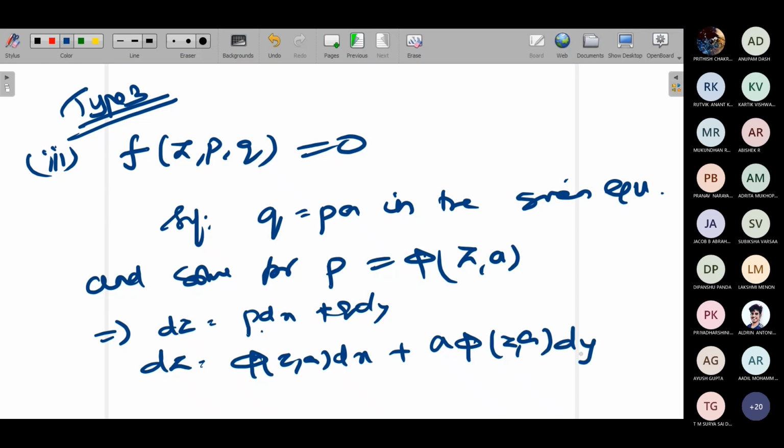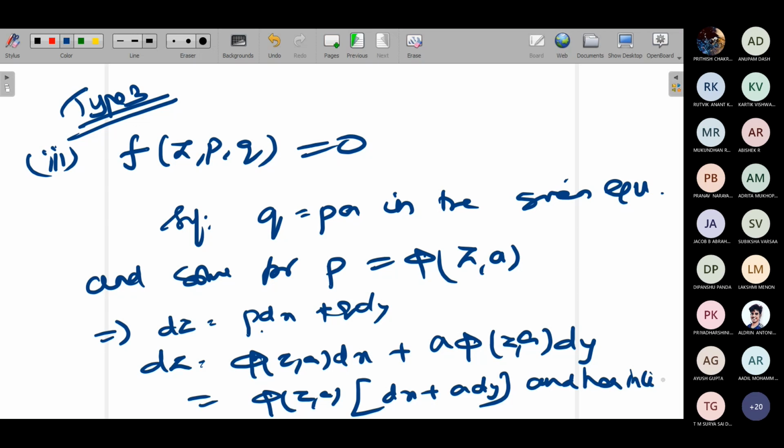So a into phi of z comma a into dy. This you can rewrite as phi of z comma a into dx plus a dy, and then integrate. Now we will see problems involving xpq, ypq, zpq.